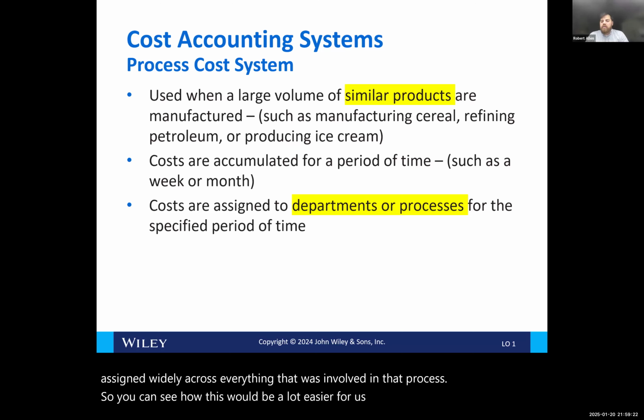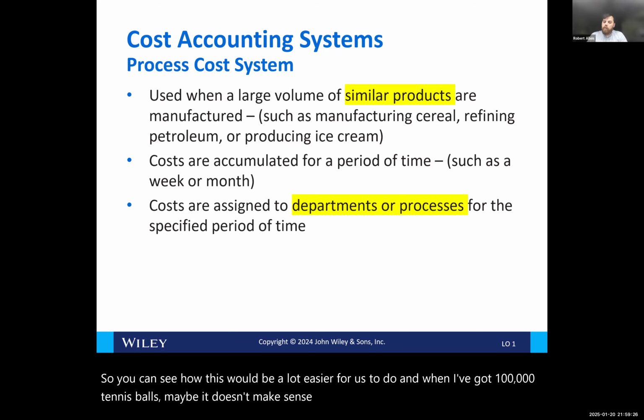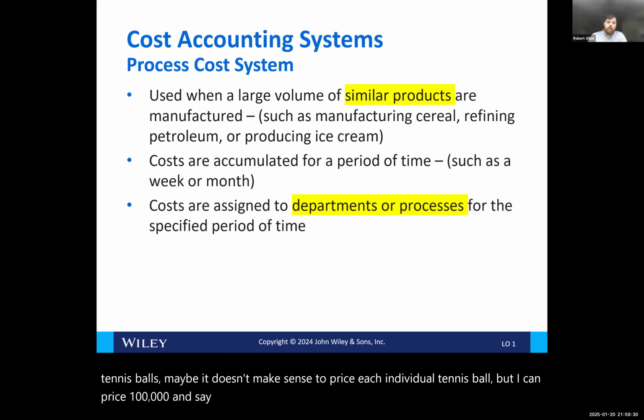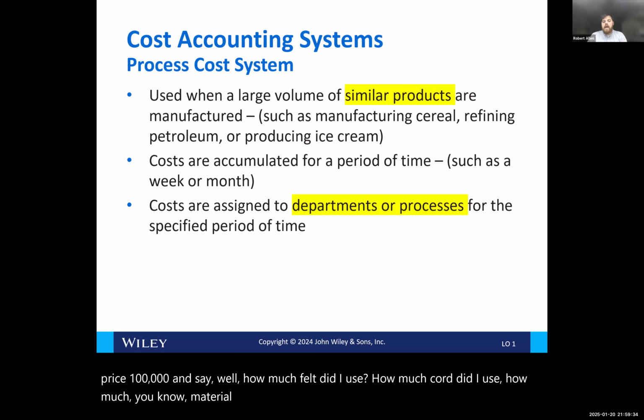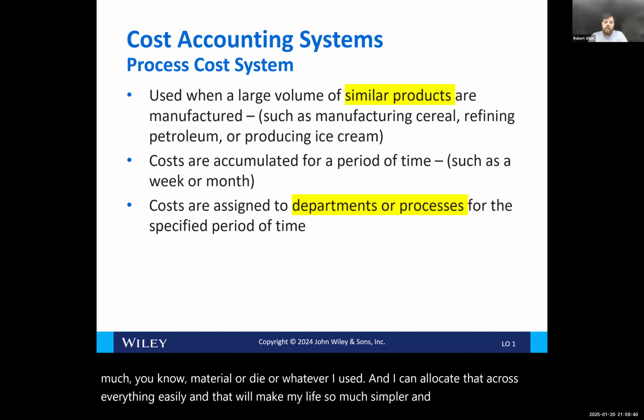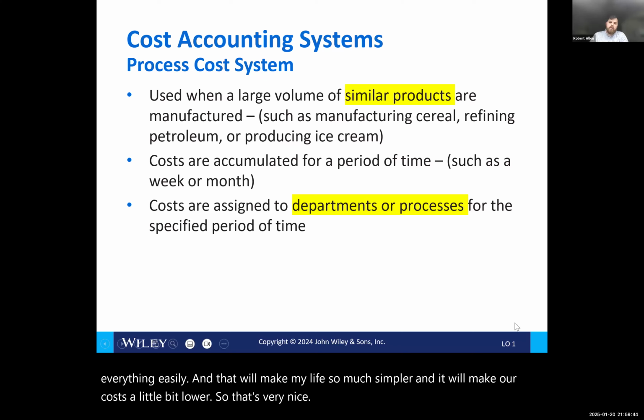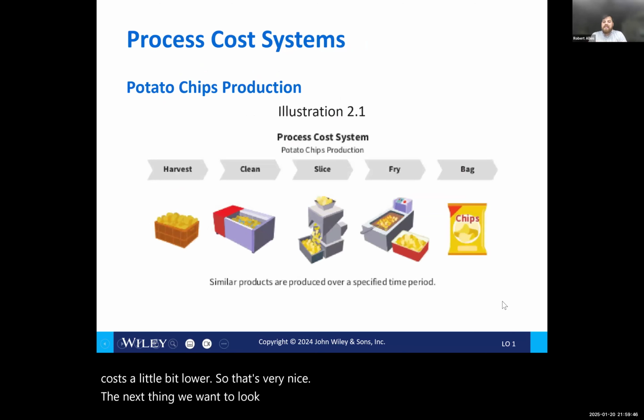When I've got 100,000 tennis balls, maybe it doesn't make sense to price each individual tennis ball, but I can price the 100,000 and say, well, how much felt did I use? How much cord did I use? How much material or dye or whatever I used? And I can allocate that across everything easily. That will make my life so much simpler, and it will make our costs a little bit lower. So that's very nice.